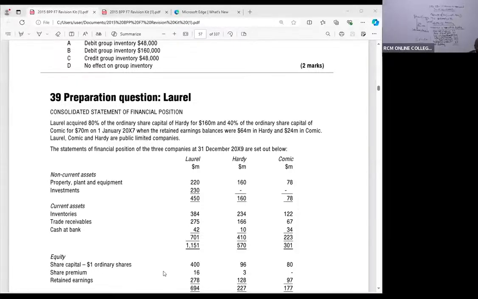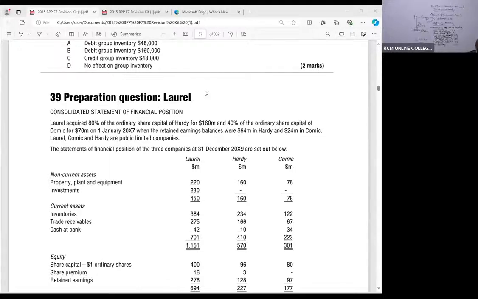Great. Thank you. So we are told here Laurel acquired 80% of the ordinary share capital of Hadi. So with 80%, what will be the name of Hadi in our books of accounts? Page number 44. Yeah, it's a subsidiary. Thank you very much.